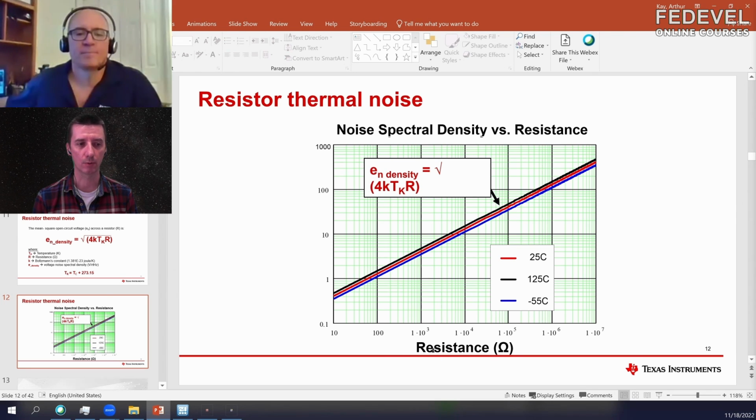Why is there this noise? It's the random motion of electrons in the resistance. And so that's why when you increase temperature, the noise goes up, because the motion increases, or if you cool it down, the motion will decrease. And then the larger the resistance, of course, the more collisions you're going to have. So that's the main reason. Okay.